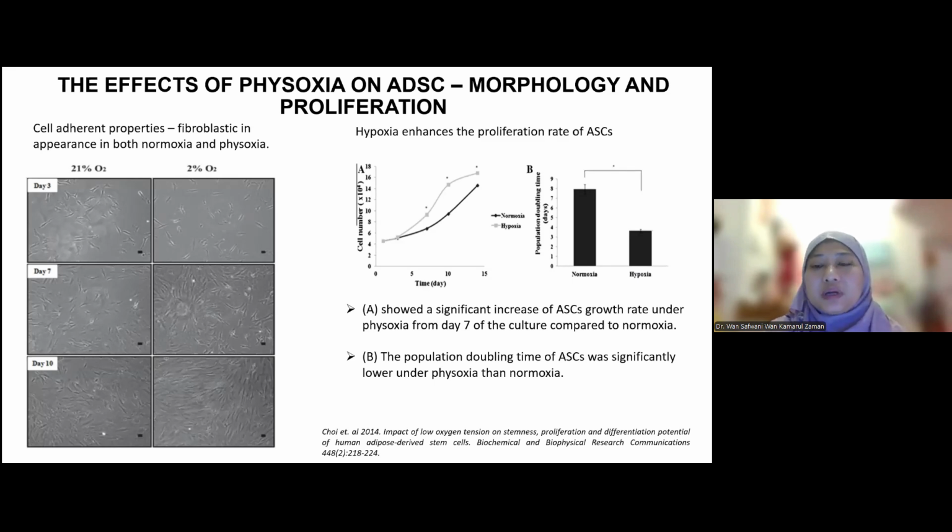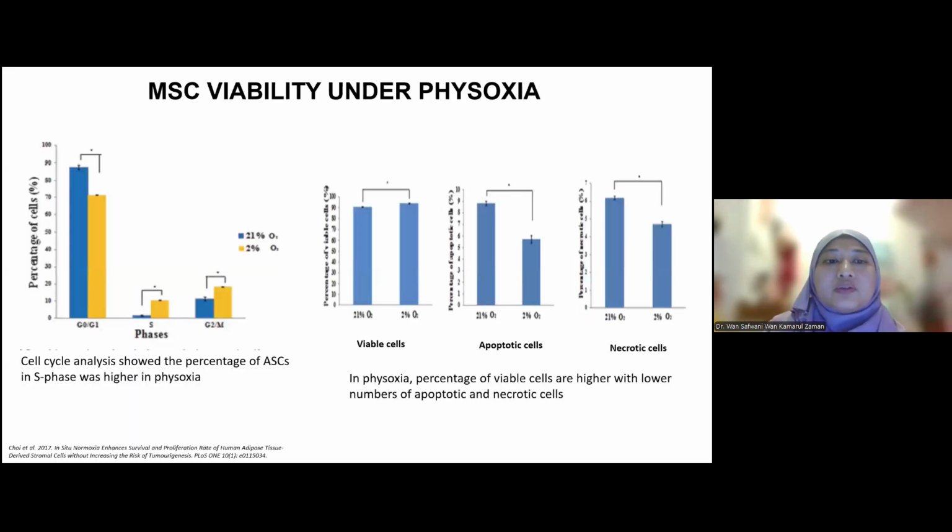All right, so as you can see from the graph here, the cell number increases by day 10 as compared to normoxia, the 21% oxygen, and this is actually significant from day 7. All right, and the population doubling time is also decreased, which shows that the proliferation rate is very much enhanced in hypoxia. So for cell viability, when we do cell cycle analysis, we have observed that most of the cells are in the S phase. All right, so we can see that the cells are higher in this phase.